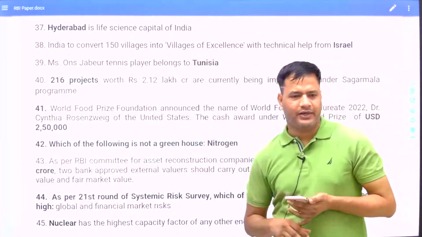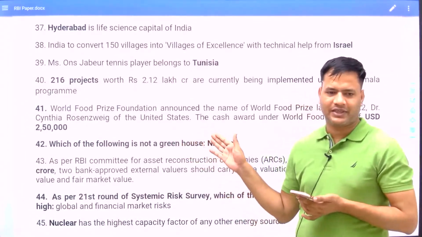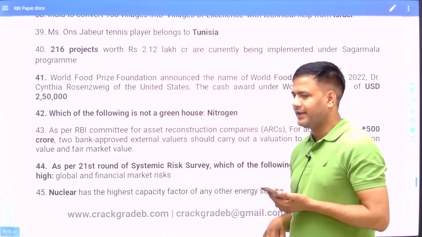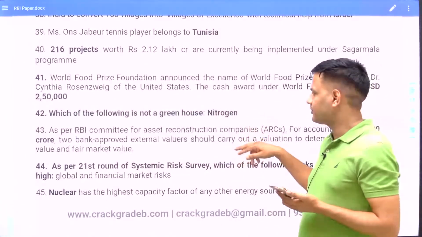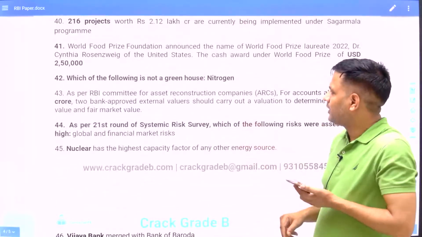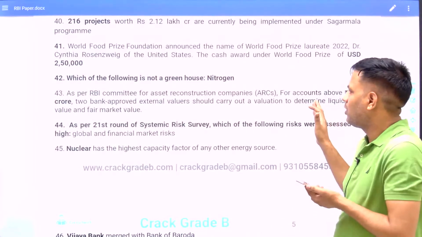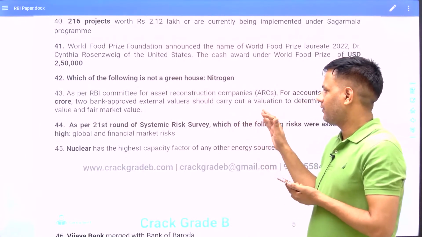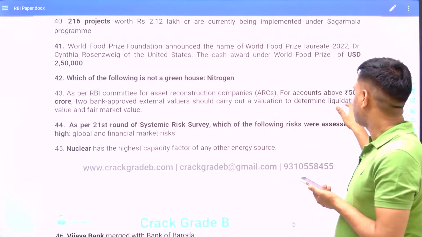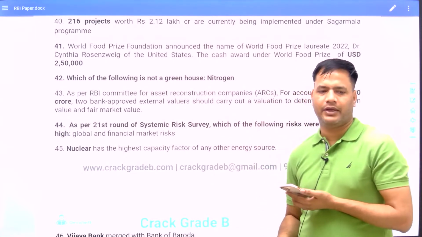The question pattern is similar to other banking exams also. Nowadays they are asking like this. They are not asking direct questions. So $250,000. Which of the following is not a greenhouse gas? Nitrogen. Your GK was checked. As per RBI Committee for Asset Reconstruction Companies, for accounts above 500 crore, two bank-approved external valuers should carry out evaluation to determine liquidation value and fair market value. This was left blank, and they asked about the amount, 500 crore.